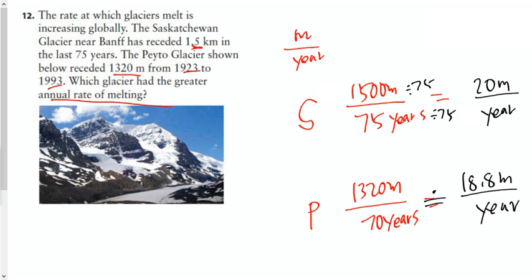So which one has the fastest rate of recession? The answer is the Saskatchewan Glacier is receding by 1.2 meters more per year. So if I actually ask that question, you could put the Saskatchewan is receding 1.2 meters more per year. That makes sense if you wanted to.